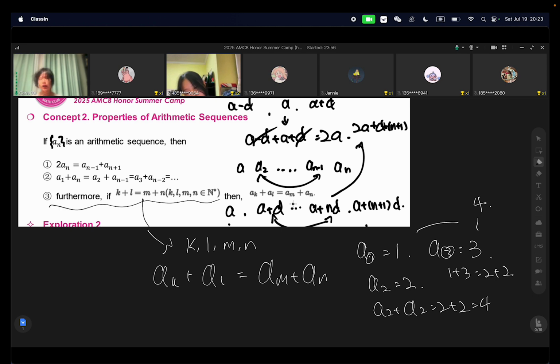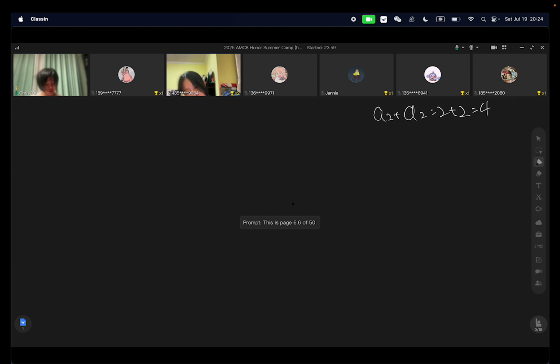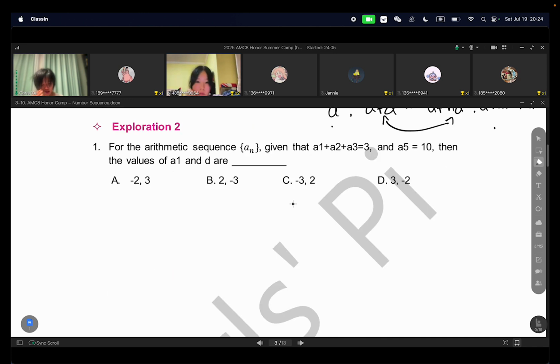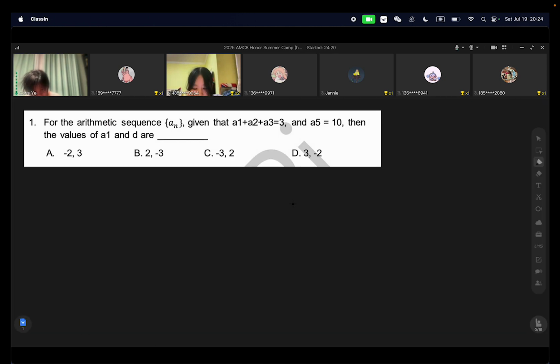You guys don't really have to remember these by heart, because they are easy to prove and you can just do them as you go along with the problem. But anyway, moving on to our first exploration problem: for the arithmetic sequence an, given that the sum of the first 3 terms is 3 and the fifth term is 10, find the values of a1 and d. So we have that, according to the property from before, a5 is the same as a1 plus 4 times the common difference, which equals 10.